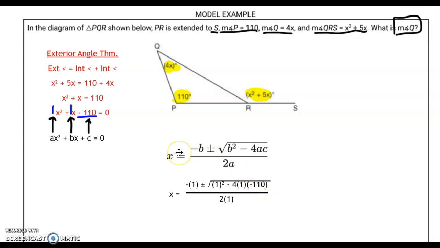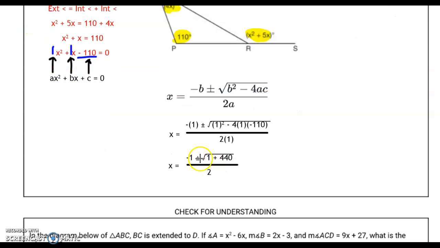Now I'm going to start simplifying by evaluating the stuff that's inside of this square root. Take a look at that step. This is a little bit more cleaned up. You see negative 1 plus or minus 1 squared is just 1. Negative 4 times 1 times negative 110 is positive 440. And then I did 2 times 1 on the bottom. That's just 2.